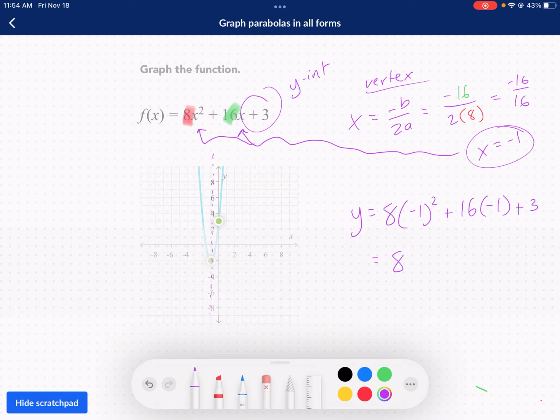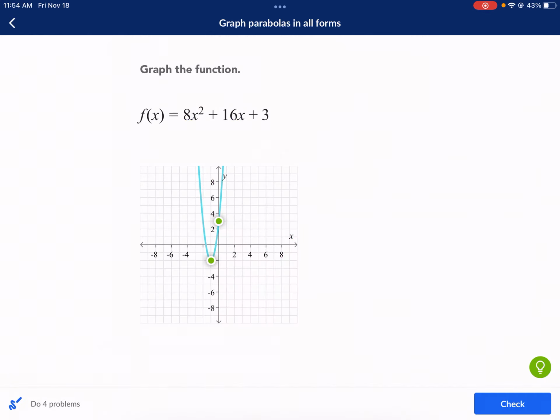This is not too bad, so we're going to have 8 times 1 here, and then this is minus 16, and then plus 3. So 8 minus 16 is negative 8, and then we add 3, and that gives us negative 5. So I know my vertex now. My vertex is going to be negative 1, negative 5, and I'm done. So I'm going to go down to negative 5, a super skinny parabola like I said, and that should be good.